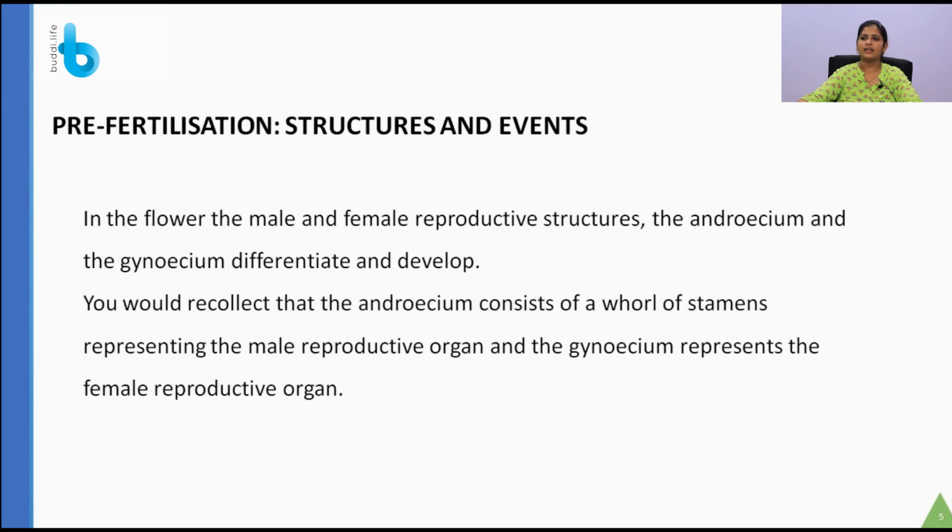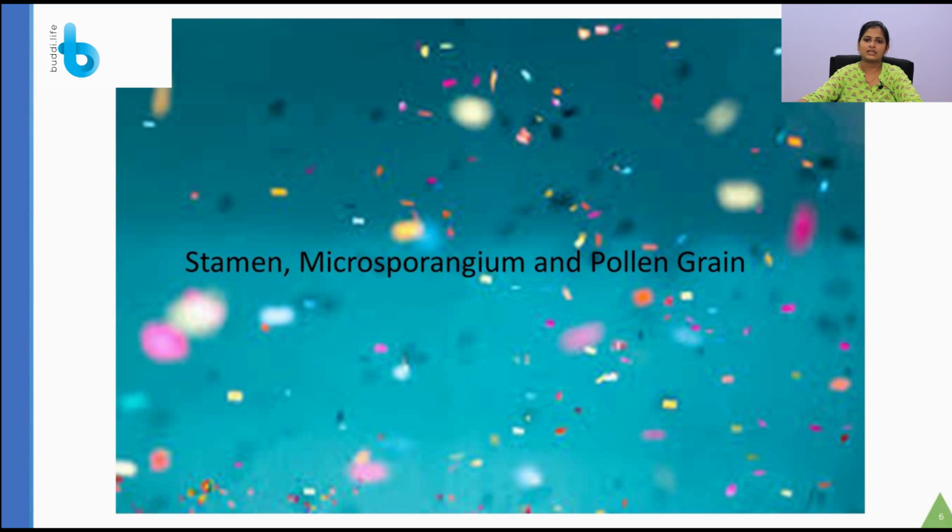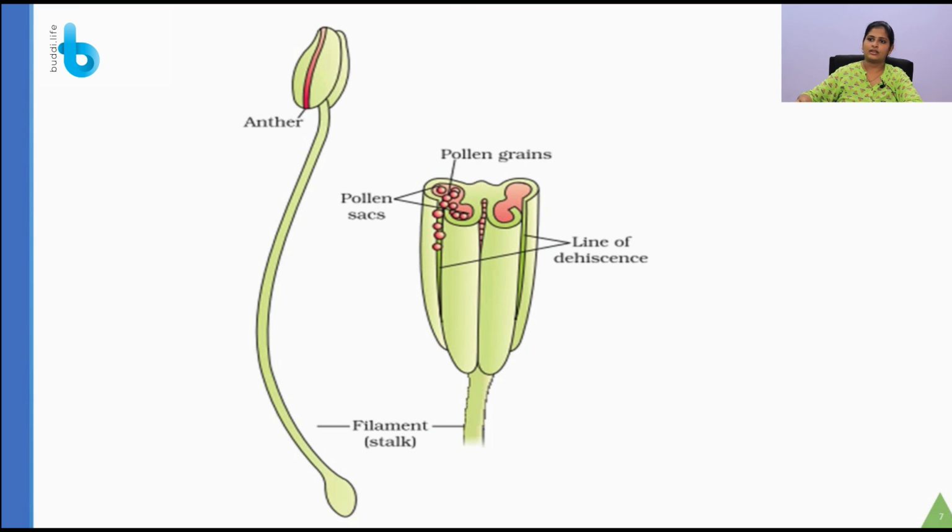In the flower, the male and female reproductive structures, the androecium and gynoecium, differentiate and develop. We recollect that the androecium consists of stamens, right? So we will discuss the stamen, microsporangium and pollen grain first, followed by the gynoecium. You can recall this structure from your smaller classes, right? This is an anther.